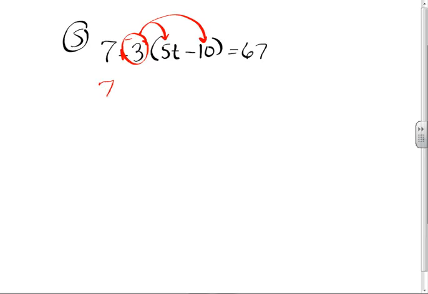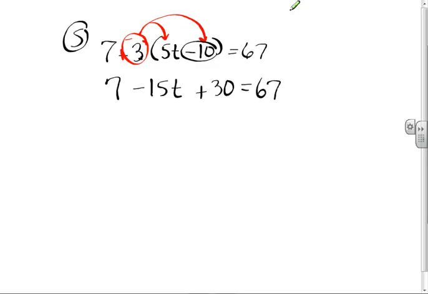So, it's 7, and then what's a negative 3 times a positive 5? Negative 15t. What's a negative 3 times a negative 10? Plus 30. Equals 67. Okay. That to me is the hard part right there. Let's get the distributive property going there, and then what's similar over here? What things are alike? The 7 and the 30, not the t. It's a positive 30.